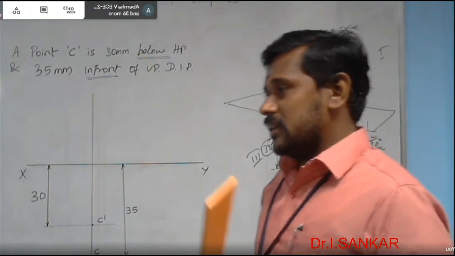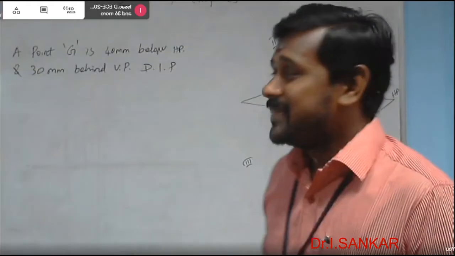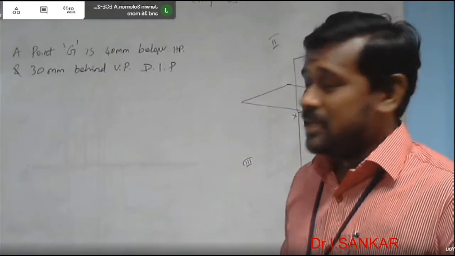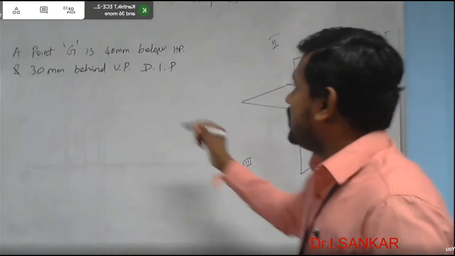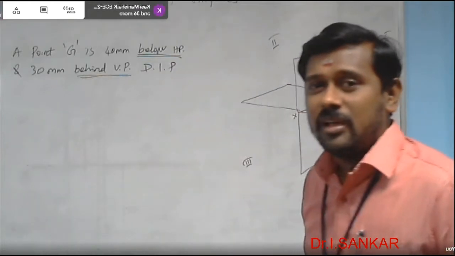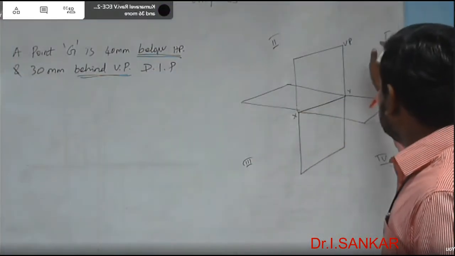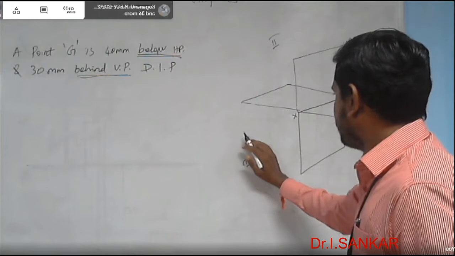Okay, and let me draw above the board, and we will practice how to draw the front and top views of the point when it is located in the third quadrant. The point G is 40 mm below HP and 30 mm behind VP. So just by analyzing the location with respect to the horizontal plane and vertical plane, you can finalize in which quadrant the point is actually present. See, it is in the third quadrant, below HP, behind VP.